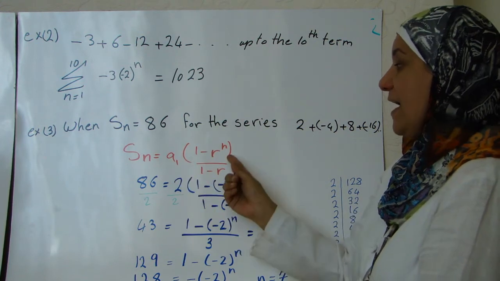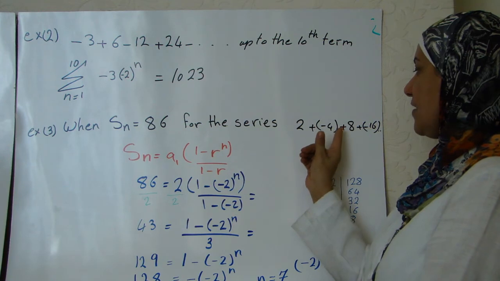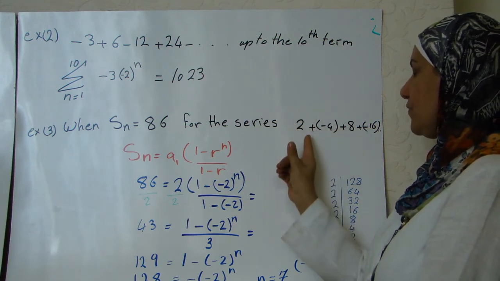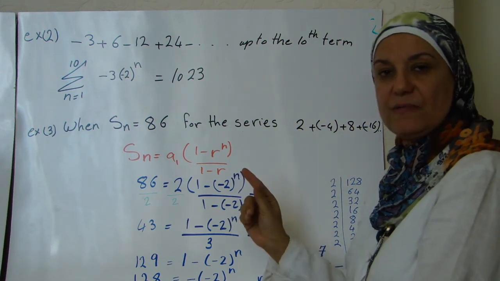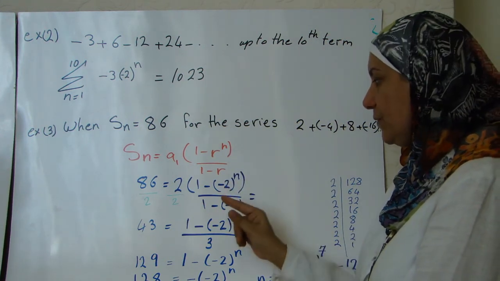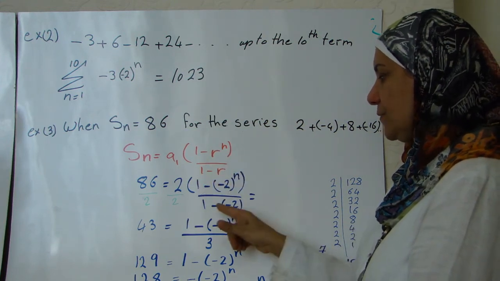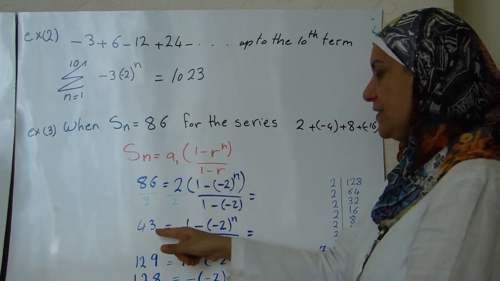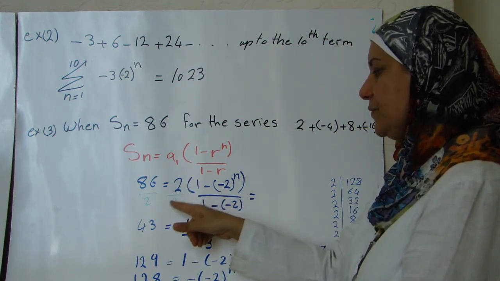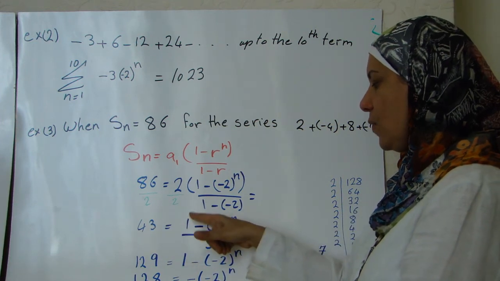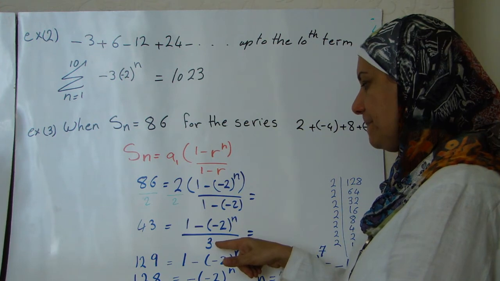I'm going to plug in what I have. a1 is 2. The r, I got it by dividing minus 4 over 2, which is minus 2. 8 over minus 4, which is also minus 2. So minus 2 is my common ratio. r equals negative 2. So 2 times 1 minus negative 2 to the power n over 1 minus negative 2. So I get 43 after dividing both sides by 2. I'm going to have 43 equals 1 minus negative 2 to the power of n over 3.